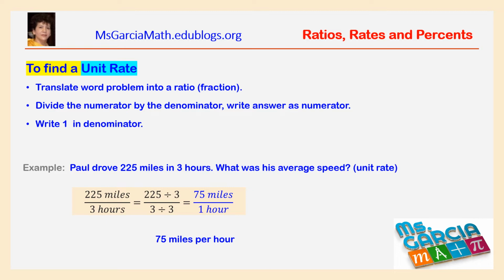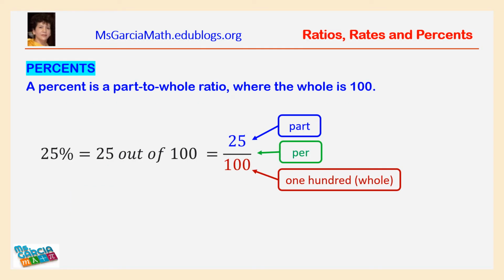Example: Paul drove 225 miles in 3 hours. What was his average speed? Unit rate: 225 divided by 3 equals 75. His average speed is 75 miles per hour. A percent is a part-to-whole ratio, where the whole is 100. So, you can write a percent as a fraction with a denominator of 100. 25% equals 25 out of 100 equals 25 divided by 100.